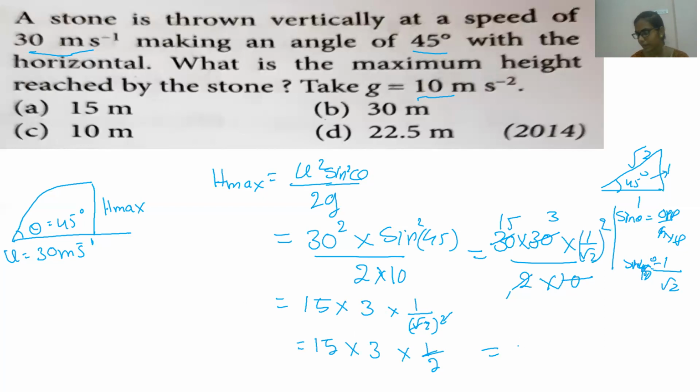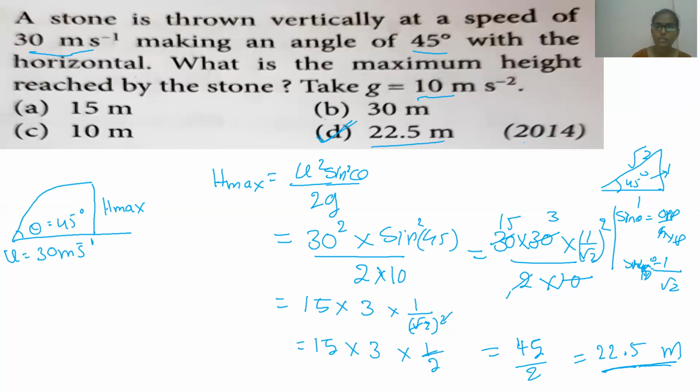So if you simplify all this, what will you get? 15 3s are 45 by 2. So 45 by 2: 2 twos are 4, again 2 twos are 4, 0, 10, 2 fives are 10. So 22.5. Because maximum height we measure in meters, the unit of distance is meters. So this is the answer. Here it is option D. Right, children?